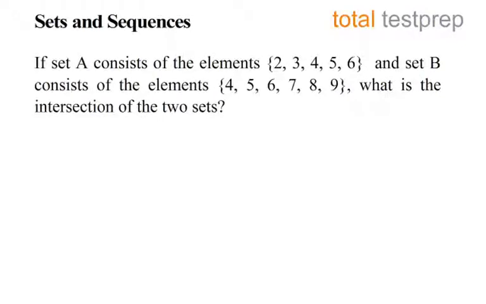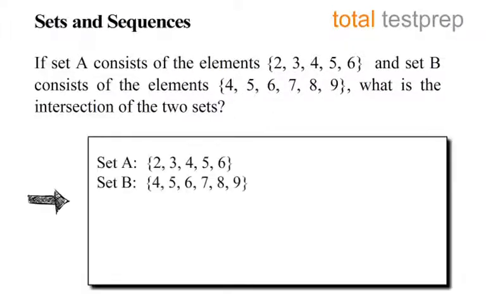Let's take a look at this question. If set A consists of the elements 2, 3, 4, 5, 6, and set B consists of the elements 4, 5, 6, 7, 8, 9, what is the intersection of the two sets? Set A is 2, 3, 4, 5, 6, set B is 4, 5, 6, 7, 8, 9. They happen to have the numbers 4, 5, 6 in common. Both set A and set B have 4, 5, 6 in common.